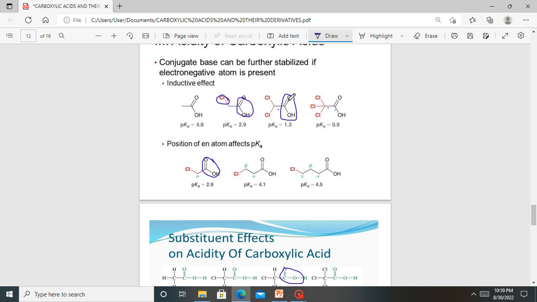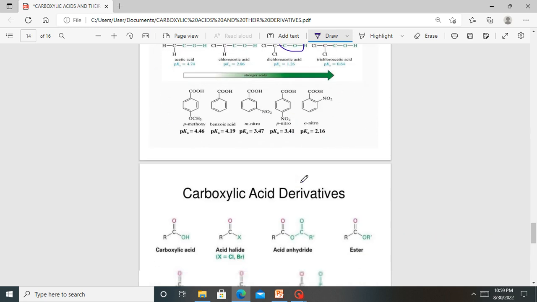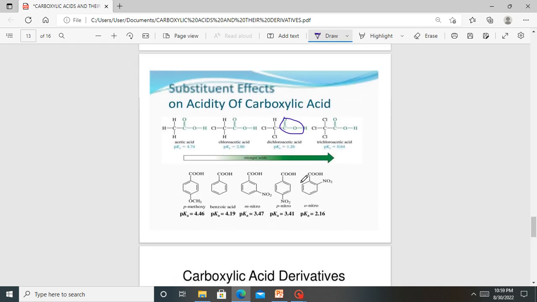The resonance becomes stable when there is less electron density here, and less stable when there's more electron density here. So what affects the resonance is also the electron pooling effect. So basically, inductive effect also has an effect on the mesomeric effect that defines the acidity of carboxylic acid.